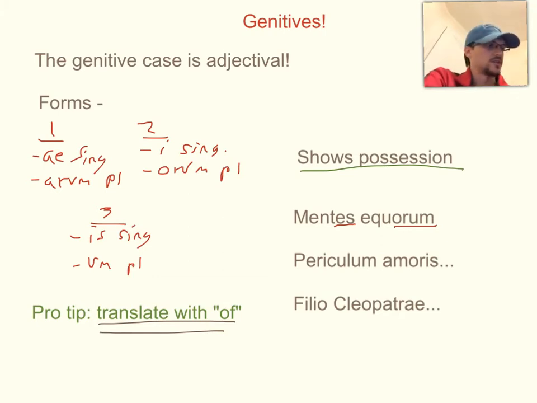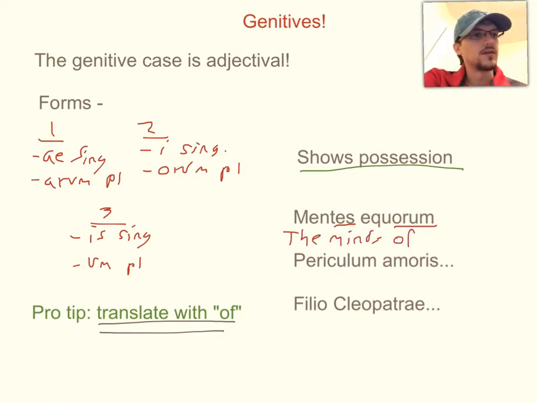And we can say, well, I know mentes means mind. So this is simply the minds of horses. Or we could say of the horses, that's fine too. But I want to point out to you that we kept our plural from English to Latin there, so that's consistent. And we translated equorum as of horses.